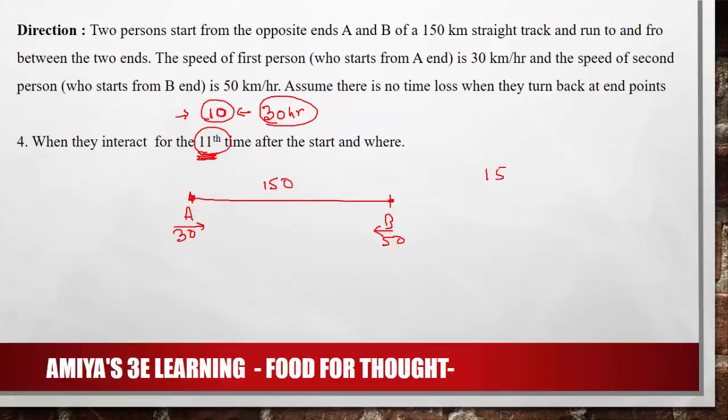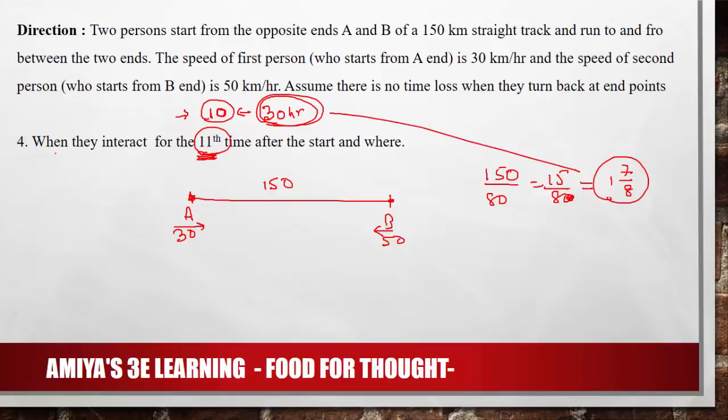The distance is 150, relative speed is 80. That is nothing but 150 upon 80. That is 15 upon 8, which is 1 and 7 by 8. After 30 hours, we have to add this time extra. So we can say the answer for when is 31 and 7 by 8 hours for the 11th meeting. Because we know that till 10 meetings, we have reached our initial positions only.